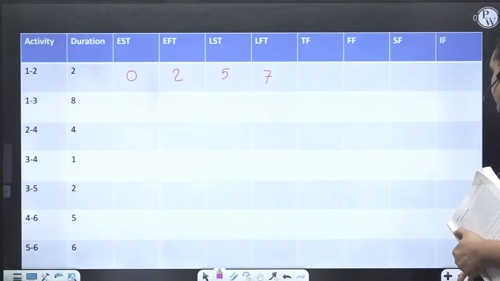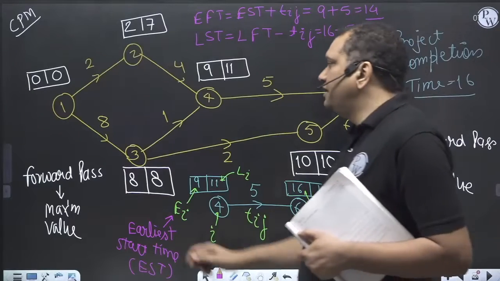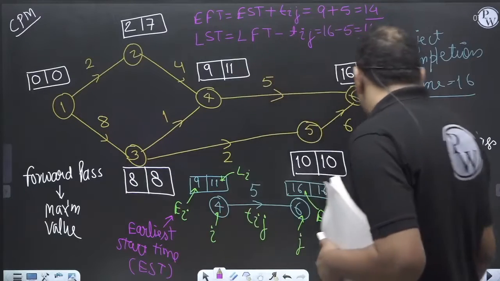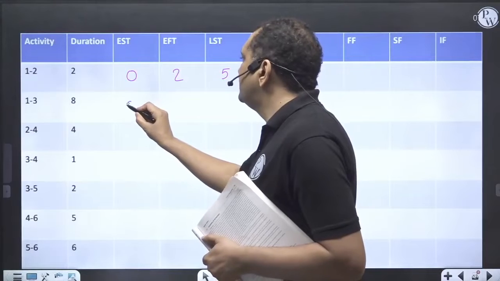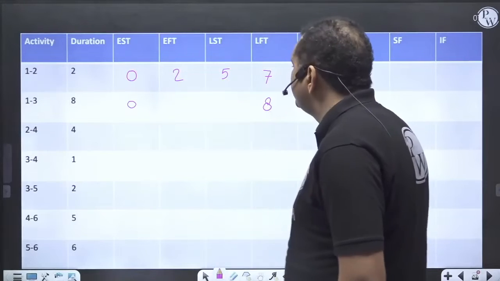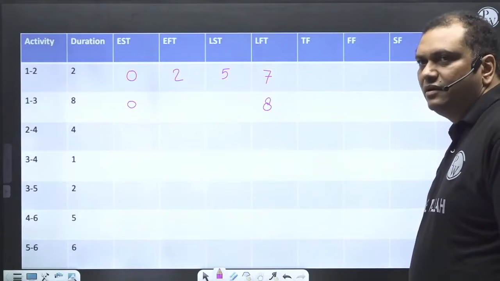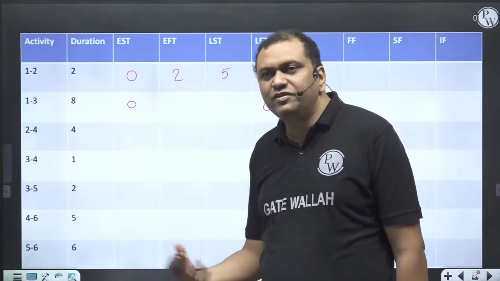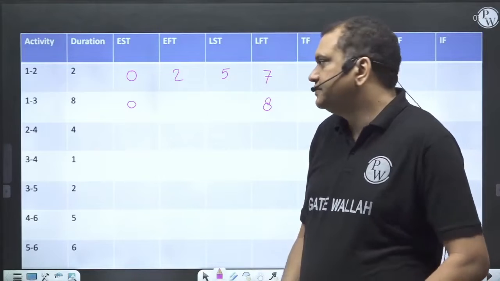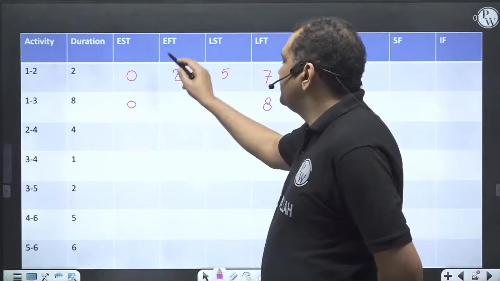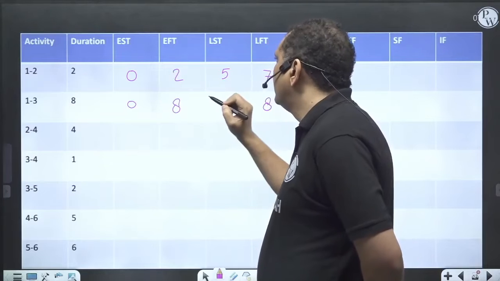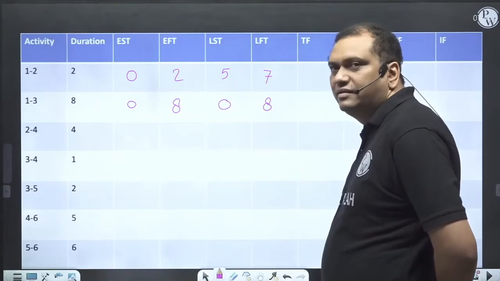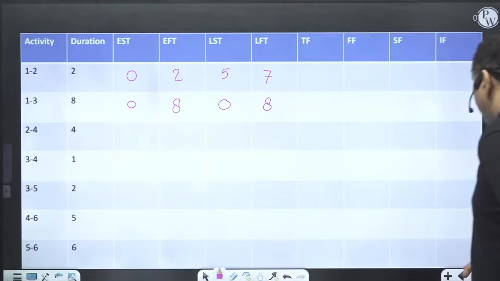Now activity 1 to 3. Earliest start is 0. Latest finish is 8. All of you should do with me. Then only there will be learning process. If you do with me, learning process will be very good. Earliest finish time means 0 plus 8. Latest start is 8 minus 8. Correct?